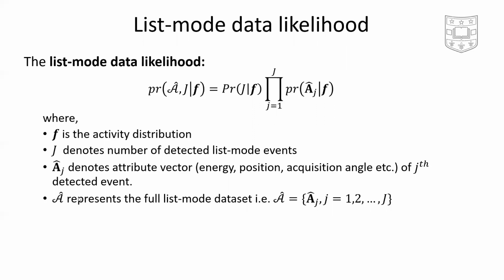Now to develop the maximum likelihood algorithm, we need to define the likelihood of list mode data. Consider a two-dimensional preset time SPECT system. As all events are independent, we can write the likelihood of list mode data as a product of the likelihood of each list mode event. In this equation, f denotes the activity distribution, J denotes the number of detected list mode events, A_j hat denotes attribute vectors, that can contain attributes such as energy, position, and acquisition angle. A represents the full list mode dataset.